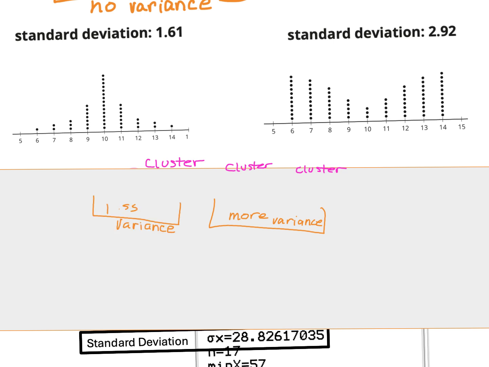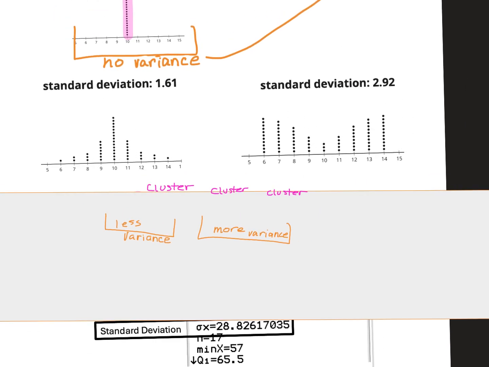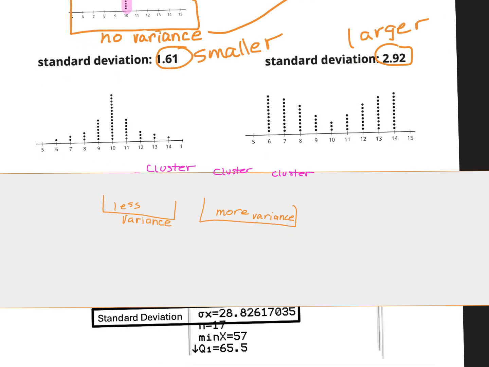That's the word less. And so because this one has less variance, that means that its standard deviation is going to be smaller. And because this one has greater variance, that means that its standard deviation will be the larger one. So the basic idea is that standard deviation just measures how spread out your data is, or in other words, how much variance it has.